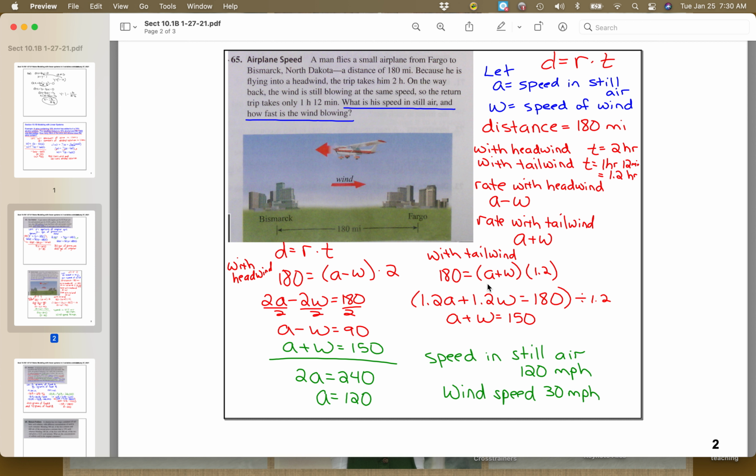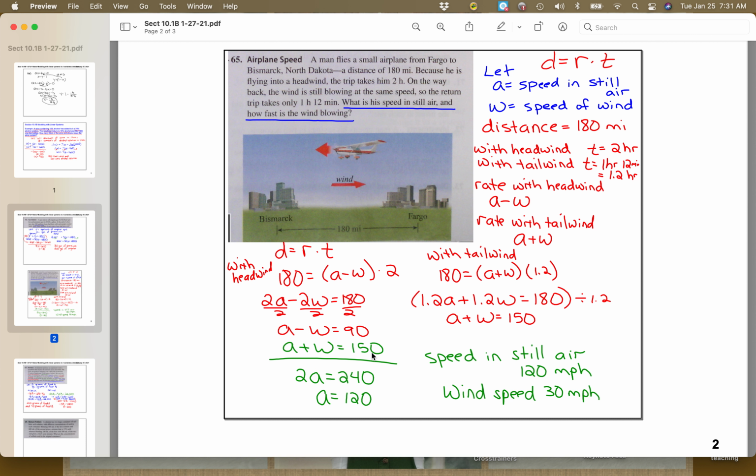Then I come over here with the tailwind. Distance equals the rate, A plus W, times the time. And I distributed the 1.2, and then I just flip-flopped it, so my variables were on the left. And then actually, I can divide out a 1.2 because it goes evenly into 180. So I get A plus W equals 150 for my second equation. So here are my two equations.